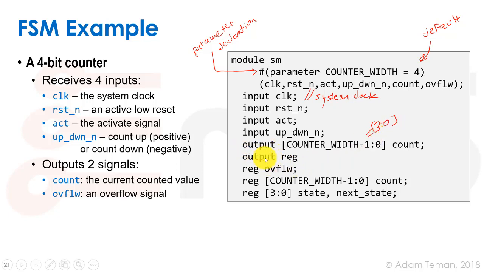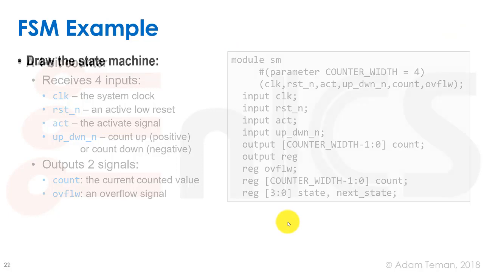And then we have, this is a mistake here, sorry, output overflow. We have our output called overflow, and we also declare that as a reg. We could have written output reg overflow, and it would also work. And then we also describe count as a reg, and we have state and next state as 4-bit vectors, and we'll see in a second why.